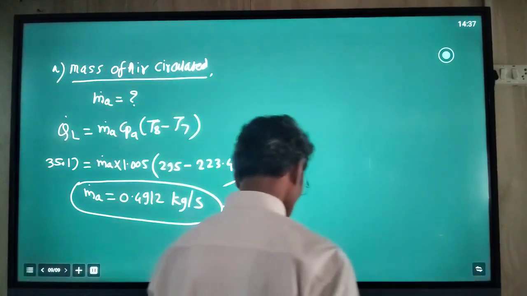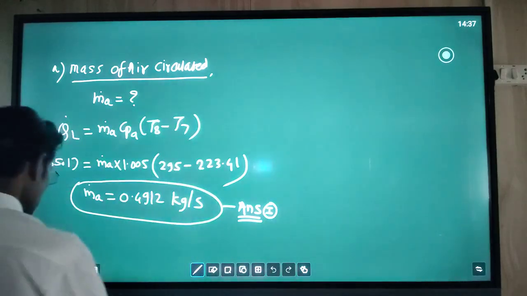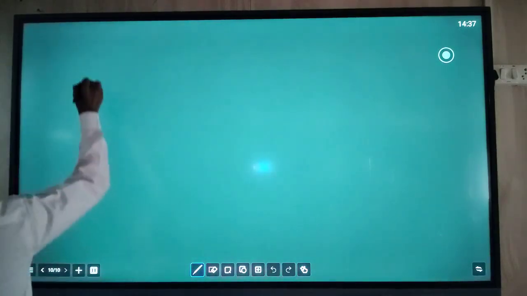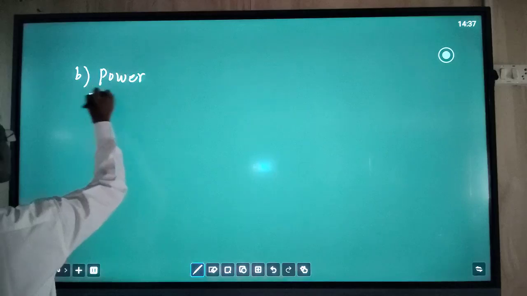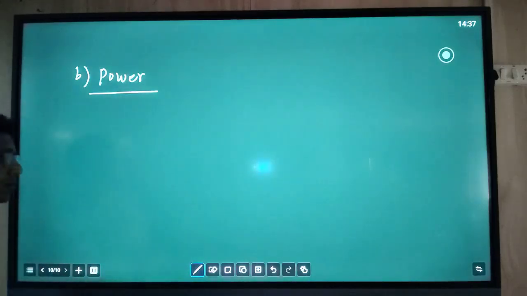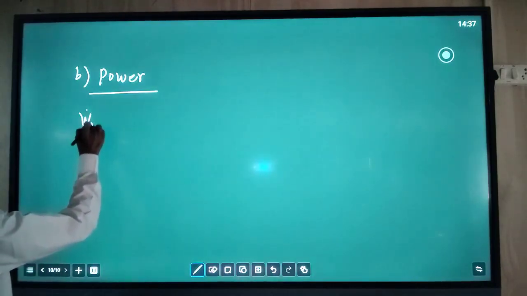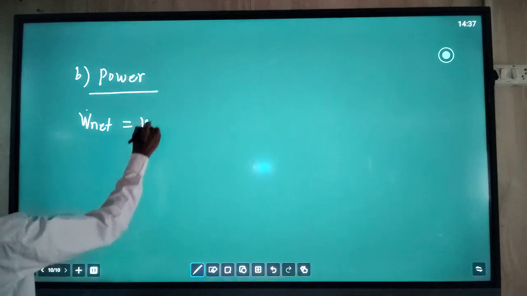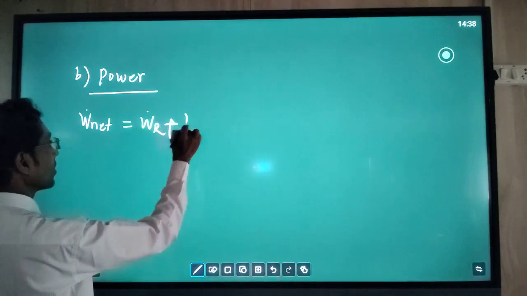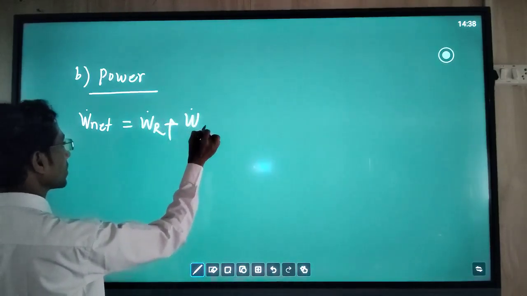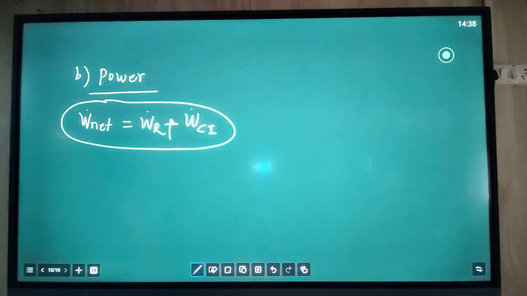Now the next calculation is of power. The second calculation, power required to drive the system. Now here compressor 1, that is the net work. Now net work, how to calculate? Here we take two compression works. First is of RAM and second is of compressor 1. This formula we take into consideration.